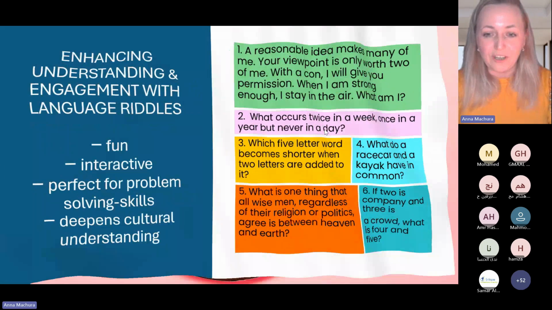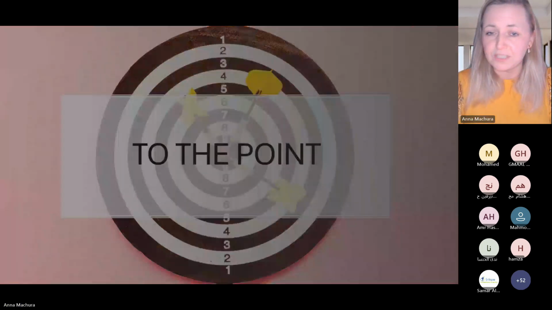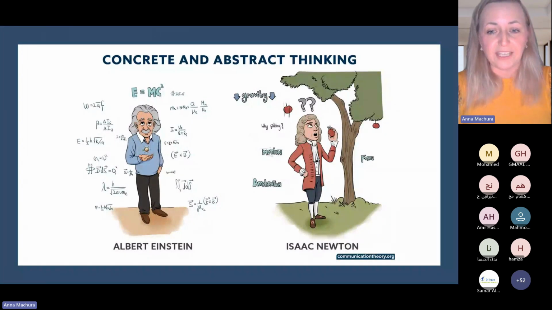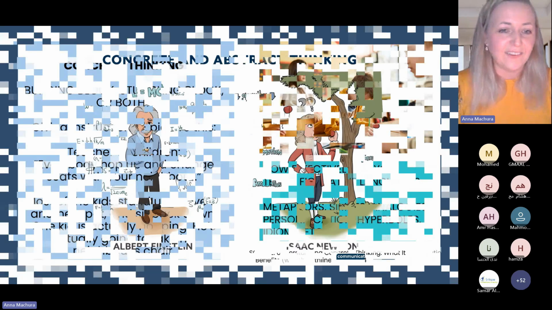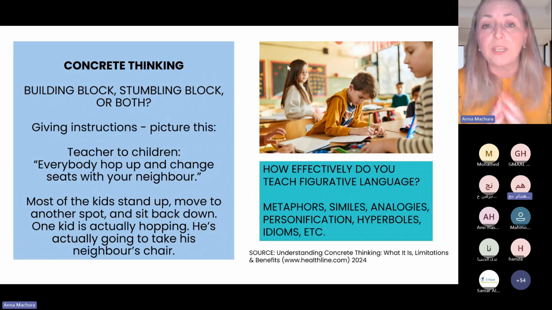So moving on, because we have a lot of things to do. So to the point. What does it mean? You want to be precise, you want to be concrete, but abstract thinking is something we need too. I wonder if you're more of an Albert or Isaac. So concrete thinking can be a building block or stumbling block or both. Why? Be careful when giving instructions.